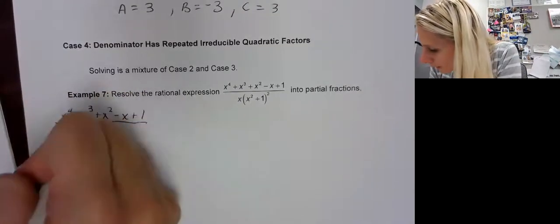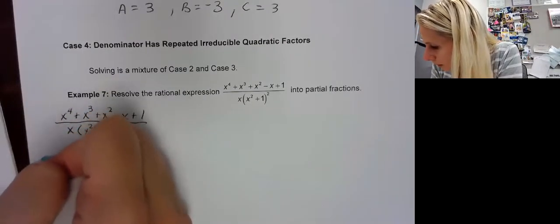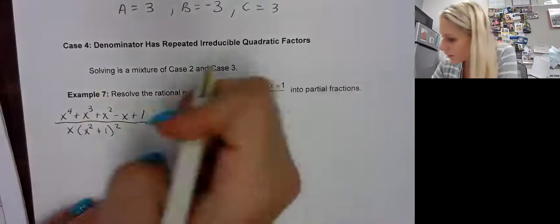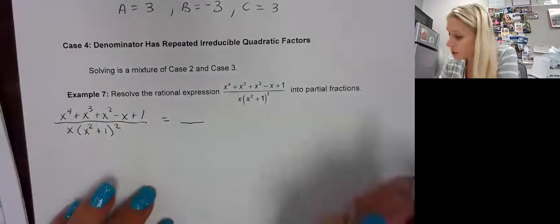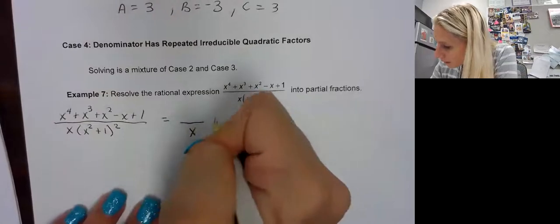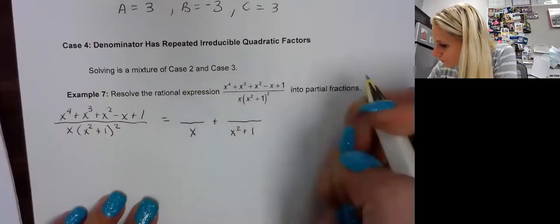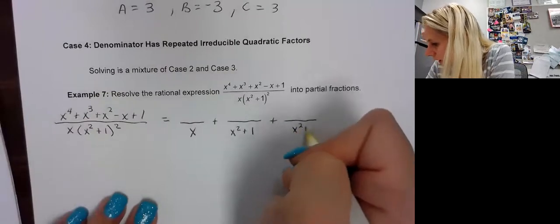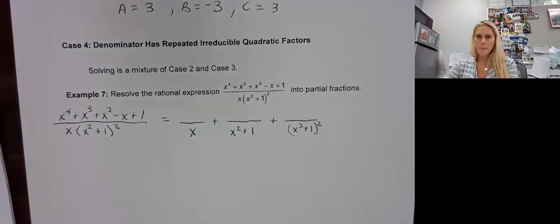Okay, now I want you to look at these factors. I have an x, I have a multiple of x squared plus 1. So remember what that means. That means there's going to be 2 of these, the inside and itself. So we have, again, I'm going to put down the bottom first. We have x plus, then we have the inside, which is x squared plus 1. And then we have the outside, or itself, which is x squared plus 1 squared. You guys see that?